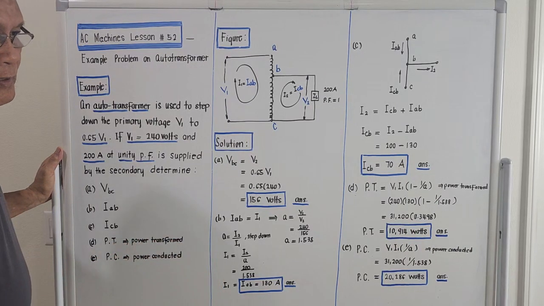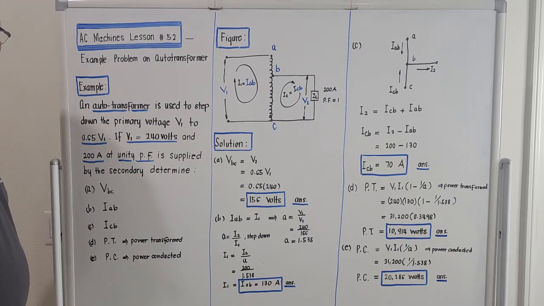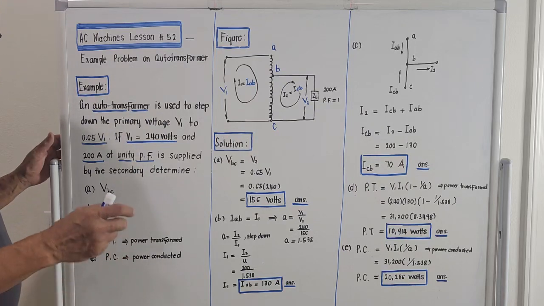The last time around, I brought out the equations needed in the computations by presenting the derivation, and I gave you the equations on how to compute the required quantities for an auto transformer. Now I will try to read the problem.